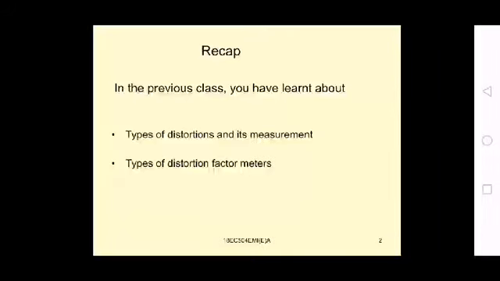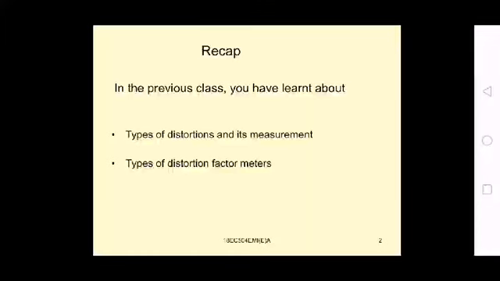In the previous class we learned about the various types of distortions and their measurements, and what the types of distortion factor meters are. We calculated the total harmonic distortion, which is the percentage of all the individual component distortions, using the formula: root mean square of b2 square plus b3 square up to bn square by b1 square, into 100, or you can go for d2 square plus d3 square up to dn square by d1 square, into 100.